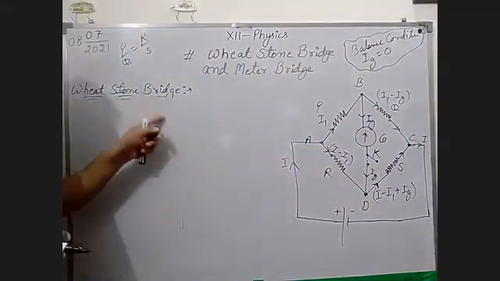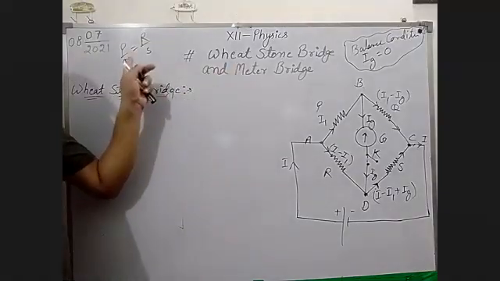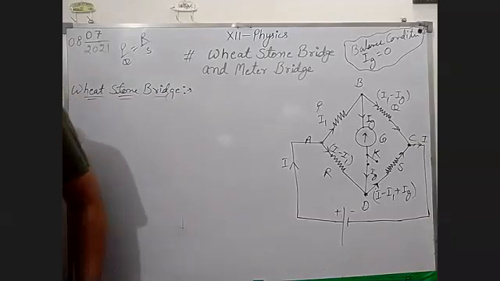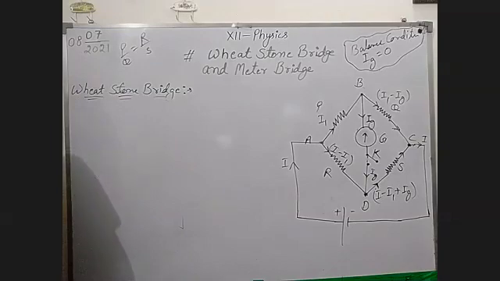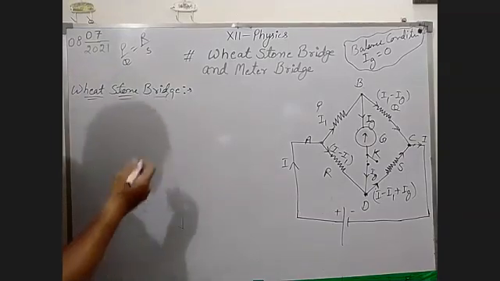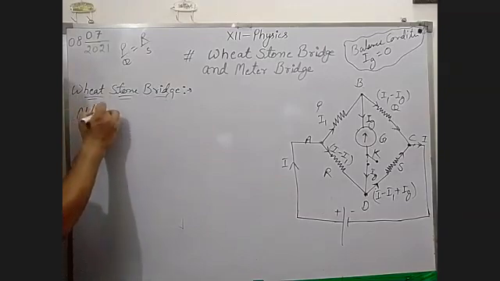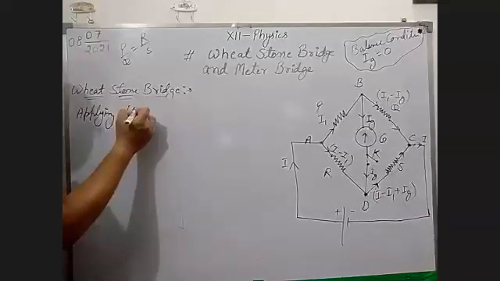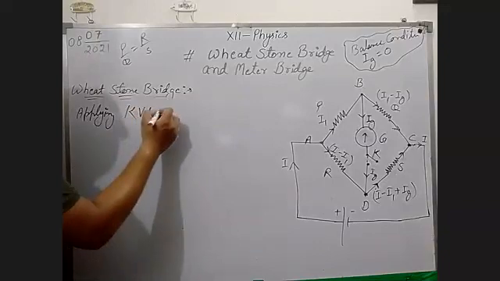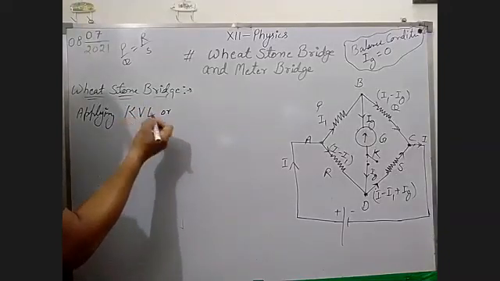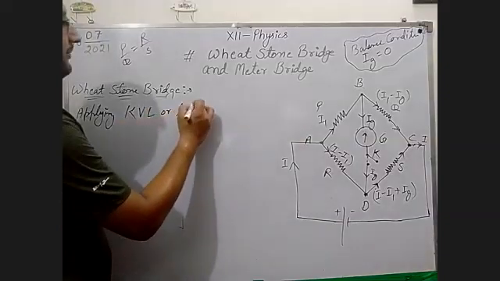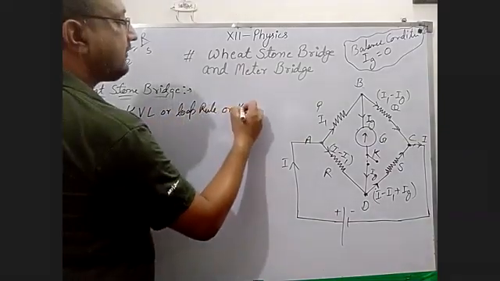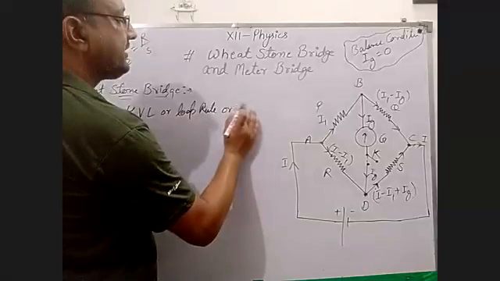Note this. Now we are proving P upon Q is equal to R upon S by applying Kirchhoff's first law, second law, anything you can apply which you know. Applying Kirchhoff's loop rule in the closed circuit ABDA. Now we are applying Kirchhoff's second rule, KVL, Kirchhoff voltage law, the loop rule.